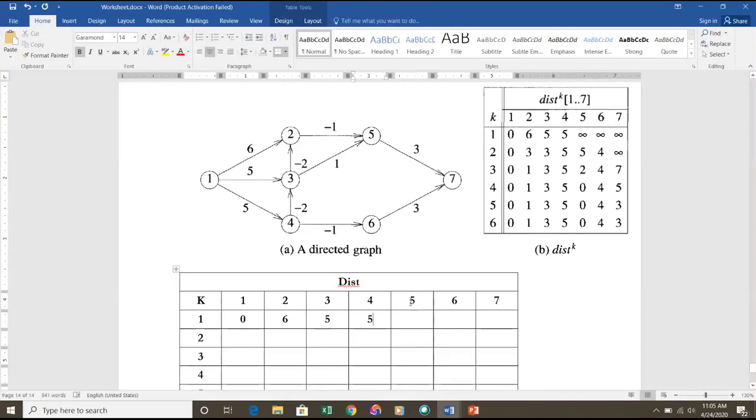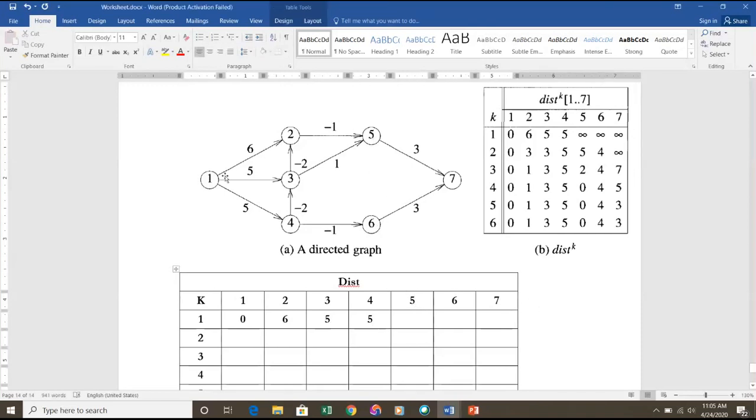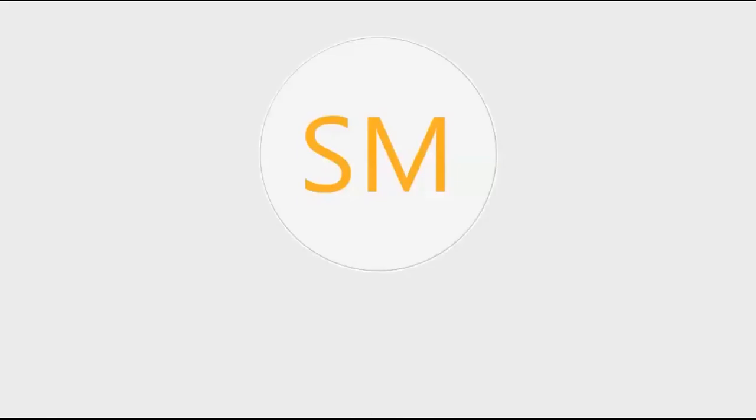Distance of vertex 5 with one edge starting from 1. Starting from the source vertex, within one edge you cannot reach 5, so that is why it is put as infinity. Distance of 6 also cannot be reached with one edge, therefore it is also infinity. 7 also cannot be reached with one edge, therefore it is also infinity.